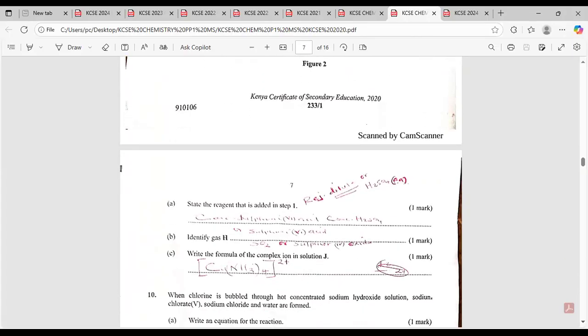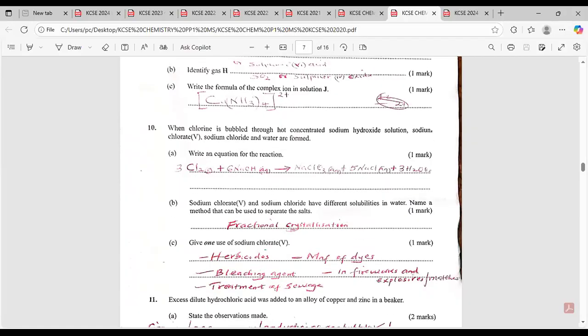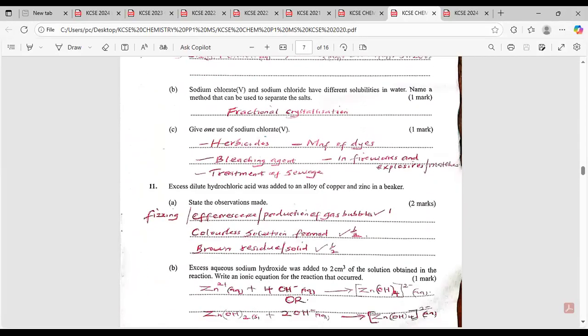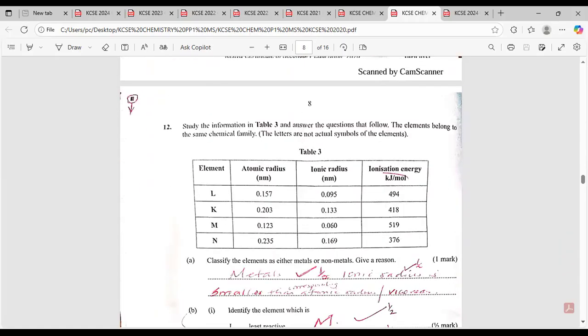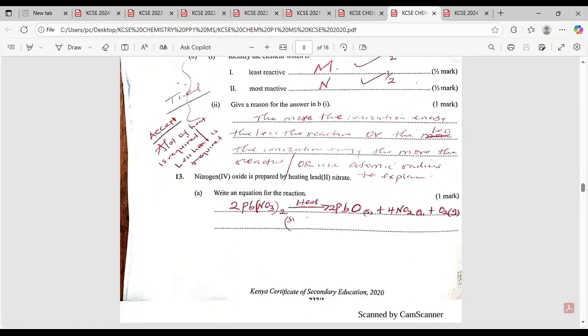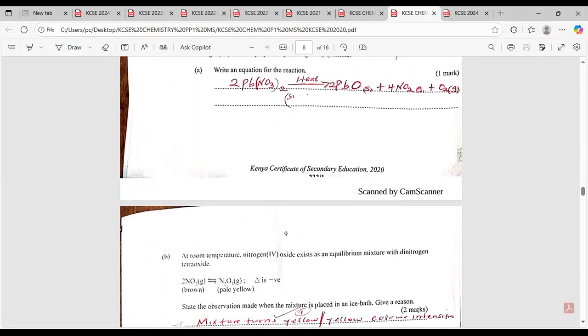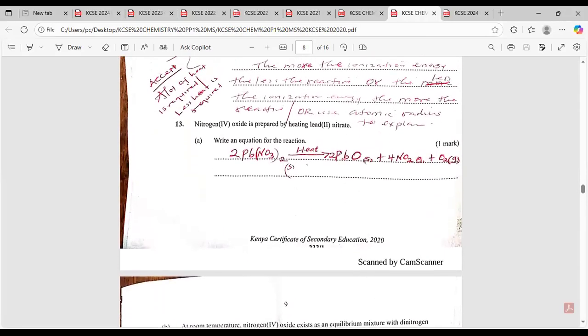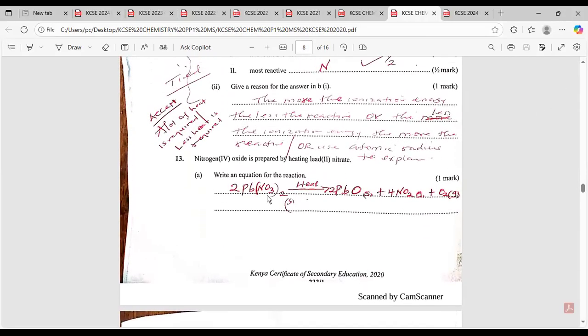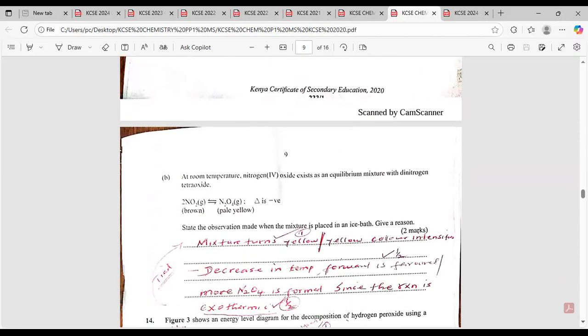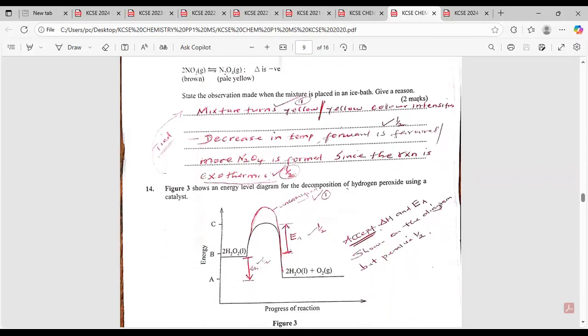2020. There must be such a question, and there were several of them. Good. This is the first one. You can see the first one was action of heat on nitrate. So you heat lead nitrate, you get lead 2 oxide plus nitrogen 4 oxide plus oxygen. That was the first one, action of heat on salts. Then I need to go to the next.